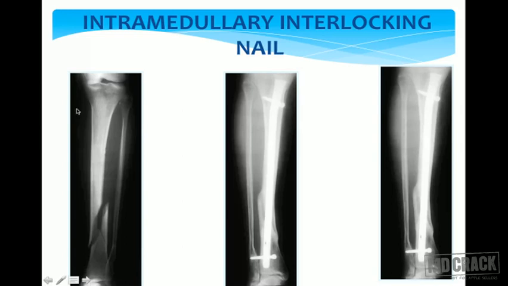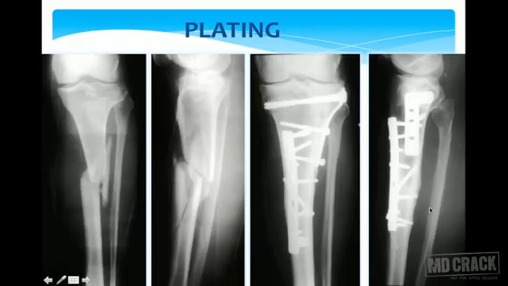This is a very good example of the operative management done by interlock nailing. This is the X-ray image of a spiral fracture of the diaphyseal tibia. It is treated by the interlock nail with interlocking bolts, and you can see a good union after a couple of weeks' time. Similarly, a fracture of the tibia diaphyseal in the anteroposterior view is treated with the help of plates which are placed laterally as well as anteriorly.